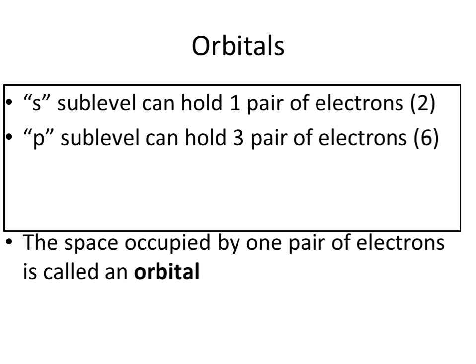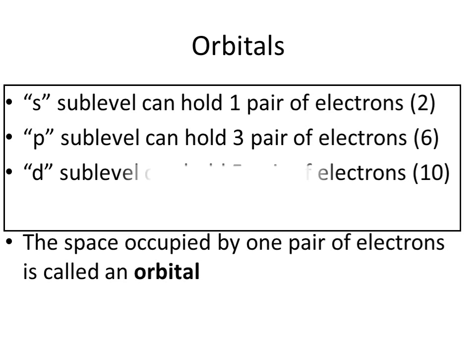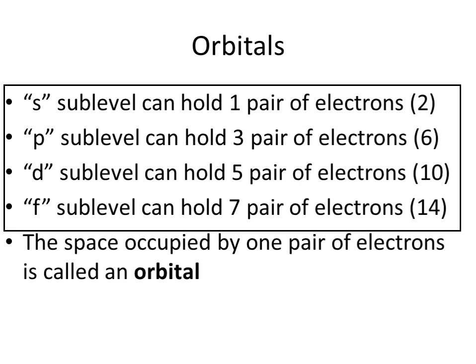P sublevels have 3 orbitals, 3 pairs of electrons, grand total of 6. D sublevels have 5 orbitals. 5 pairs of electrons they can hold, maximum of 10. Hopefully you're seeing a pattern here, and if you are going to make a prediction here, F sublevels can hold, hopefully you guessed it, 7 pairs of electrons. They have 7 orbitals for a grand total of 14.